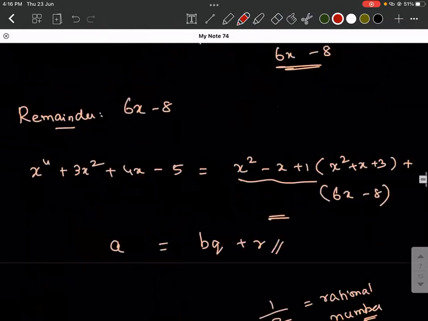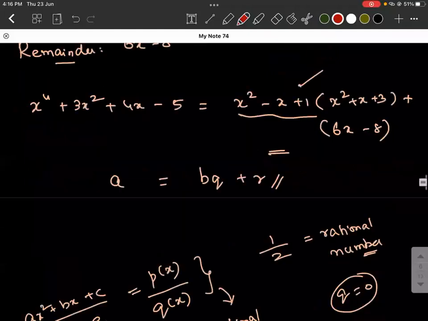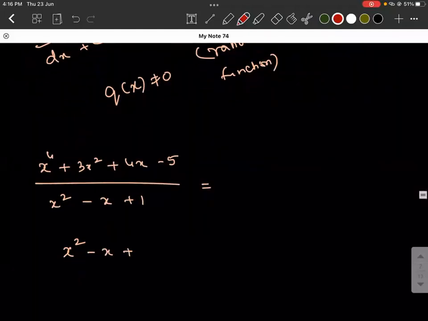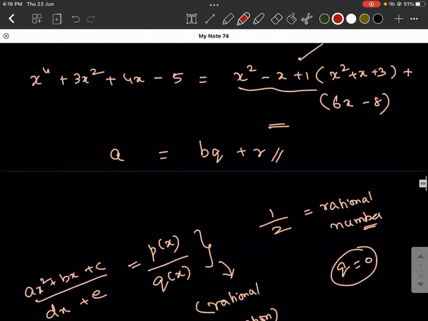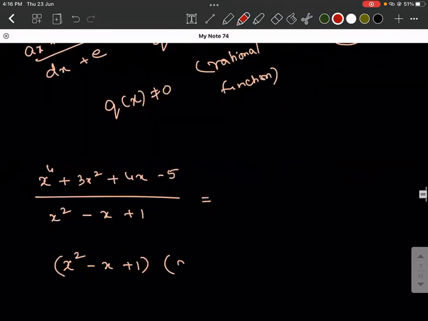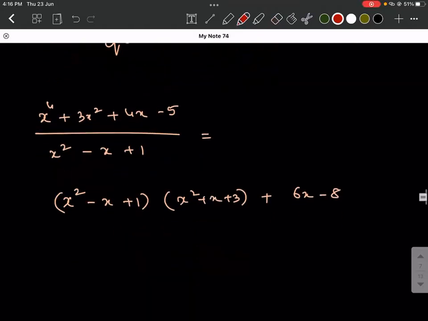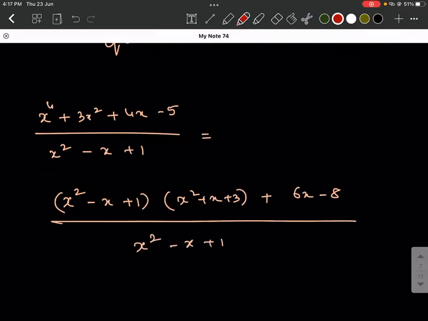This one, this one. So x square minus x plus 1 into... you didn't copy it, huh? Okay. We were discussing x square plus x plus 3 plus 6x minus 8, correct? Is this right? So what did I do? I wrote the numerator in this form and I am not touching the denominator.